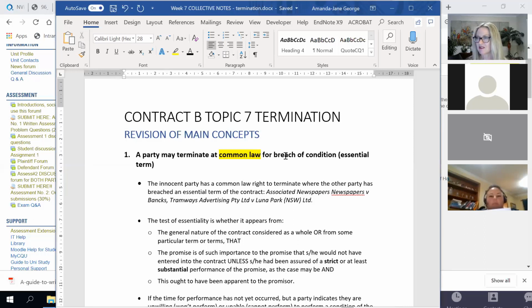Biggest part of my notes was to understand the difference between a condition and a warranty. Oh, really? Are other people still kind of struggling with that Contract A stuff? The difference between a condition and a warranty? Some people are confident. Is anyone else kind of struggling? Oh, okay. Yes. Well, let us do a little bit of revision, and we'll spend the session.